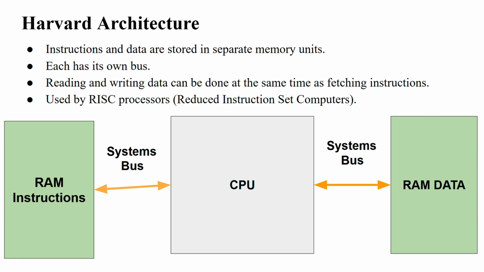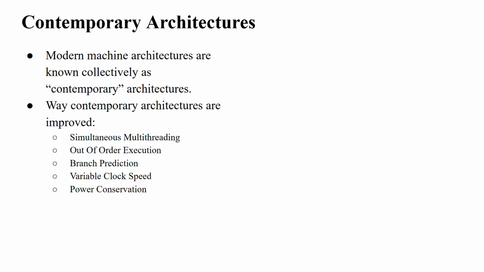Harvard architecture. This is another form of architecture for processors. The instructions and data are stored separately. That's a key difference between the Harvard and von Neumann. So in Harvard, they are stored separately, while in von Neumann, they're stored in the same place. They each have their own bus, and reading and writing data can be done at the same time. So it allows for pipelining, and it's often used by RISC processors, reduced instruction set computers, which we'll be covering later.